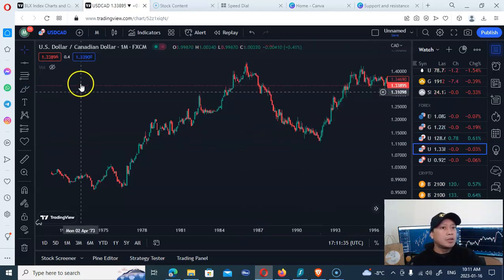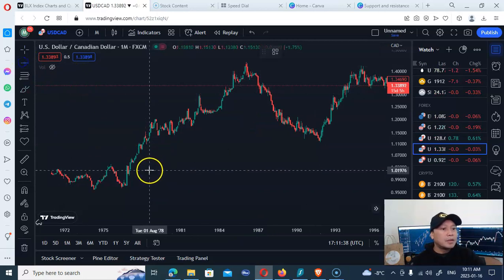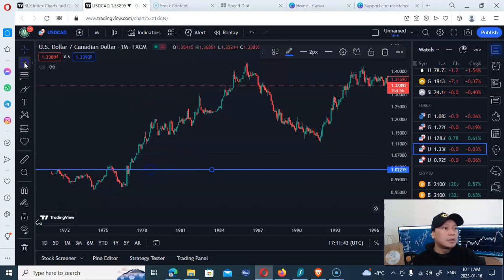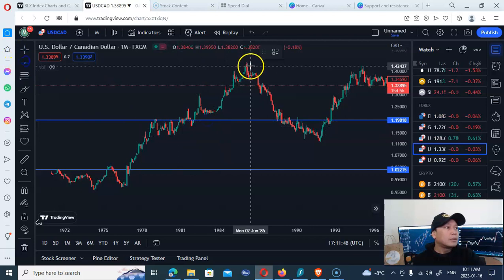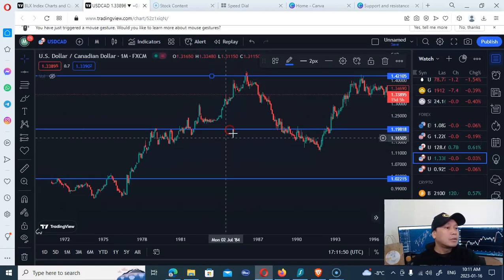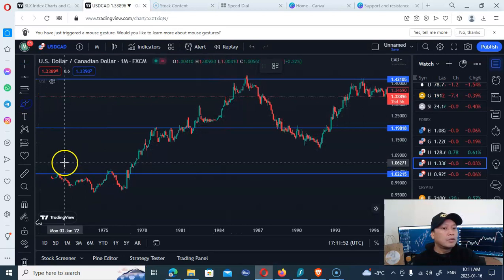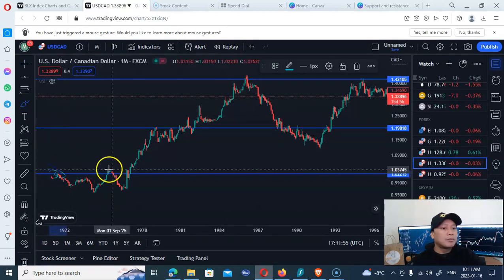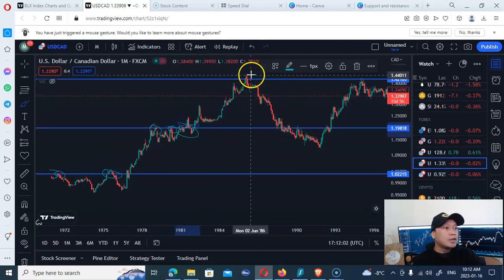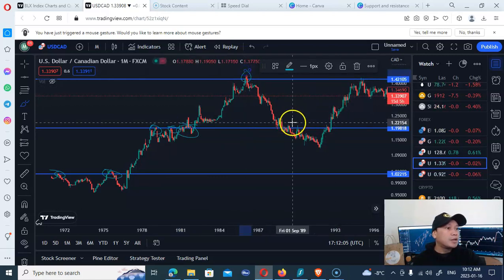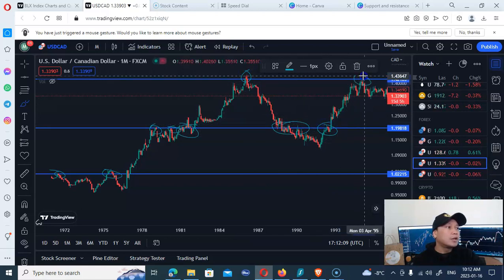Okay, so another example, let's see, somewhere here, here, somewhere here. Okay, so of course the price touched here on the support here or resistance, the price reacted here, and of course the price reacted here, several touches here, of course, here and here.